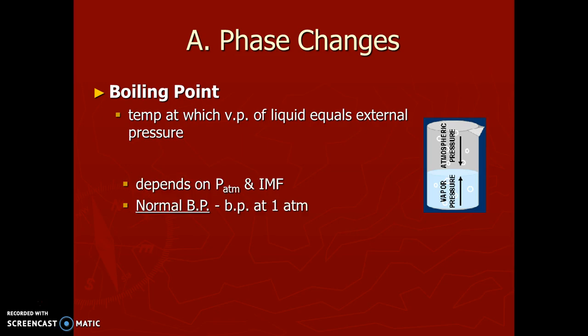Now, the normal boiling point for anything we assume to be at 1 atmosphere of pressure, and 1 atmosphere of pressure is what we consider to be normal atmospheric pressure, or average atmospheric pressure. And we're going to talk a lot more about atmospheric pressure in the next chapter. But essentially, water boils at 100 degrees Celsius because that's the temperature at which water's vapor pressure matches the atmospheric pressure.